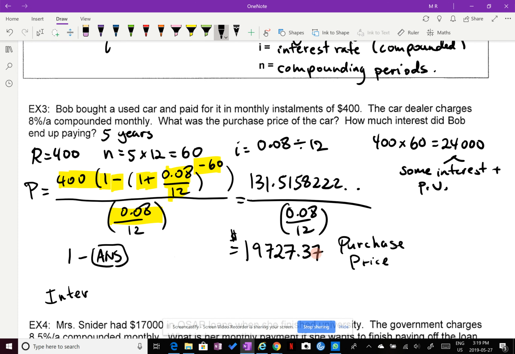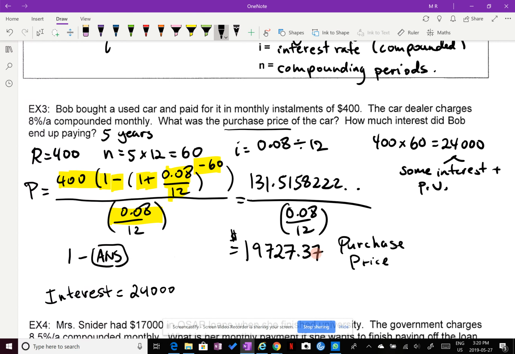Now, the first part of the question was answered, purchase price. The interest he paid is the total amount of money he paid, $24,000 in those monthly installments, minus the purchase price of the car. So 24,000 minus 19,727. He paid $4,273 worth of interest. Okay.